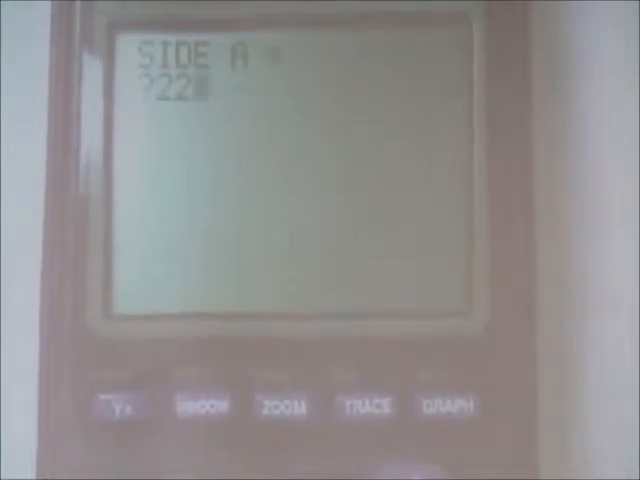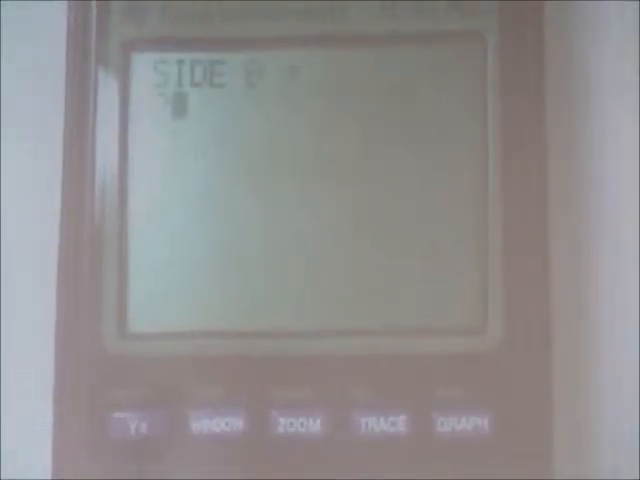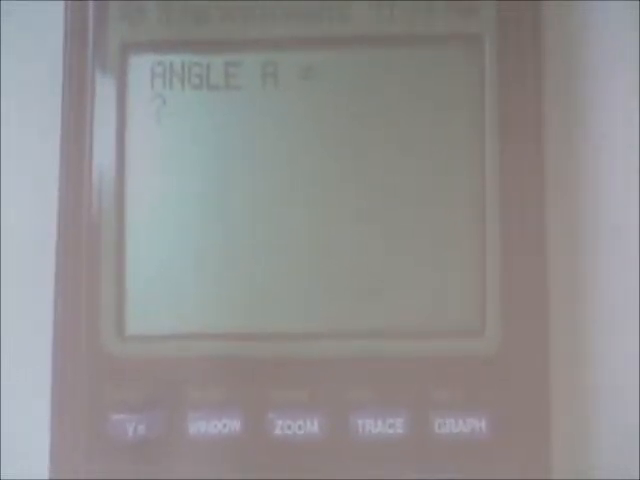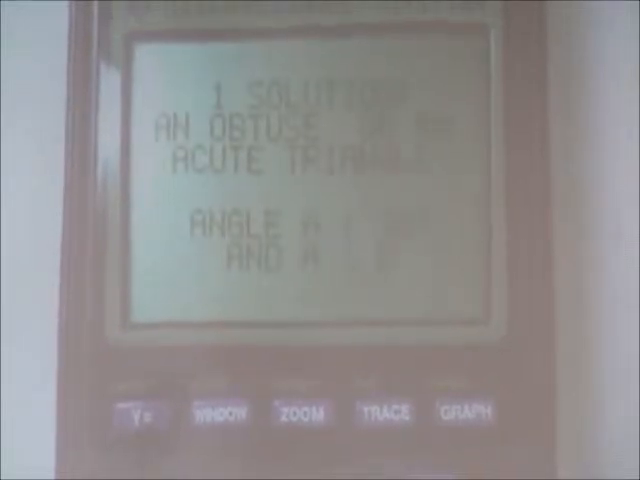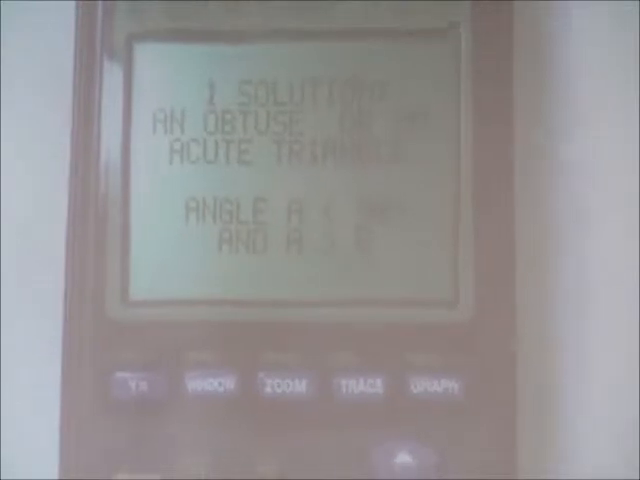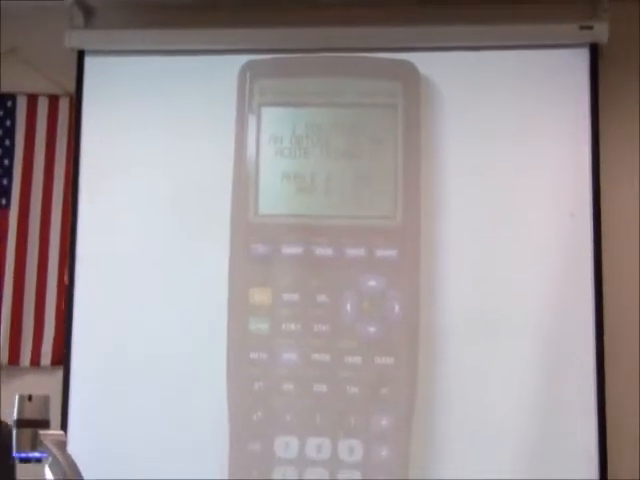We're going to enter our side A, which was again 22 feet. Our side B was 12 feet. And our angle A was acute, and it was 42 degrees. So sure enough, we have one solution, but remember, it can be an obtuse or an acute triangle, but it's only going to be one of them.